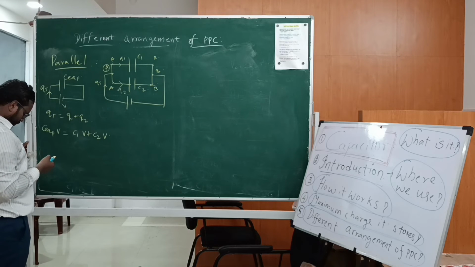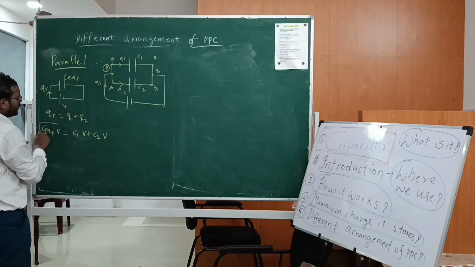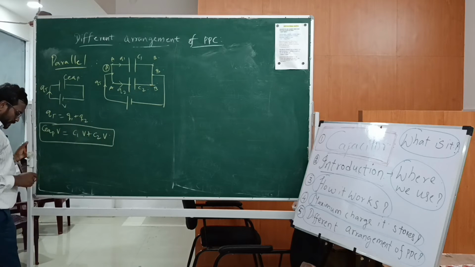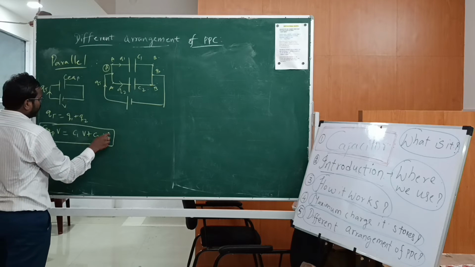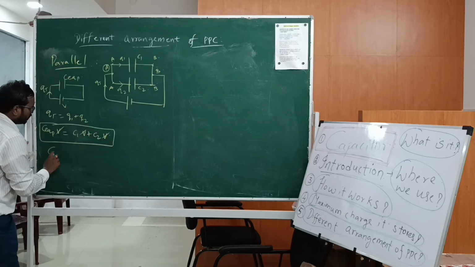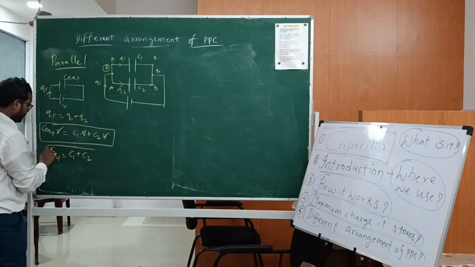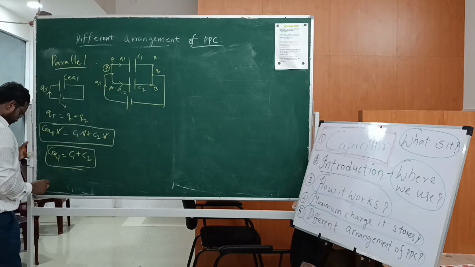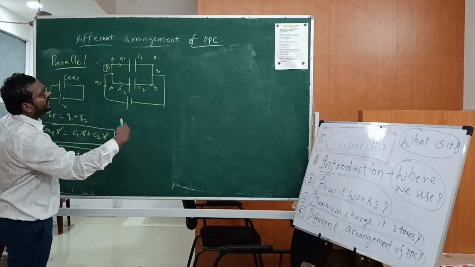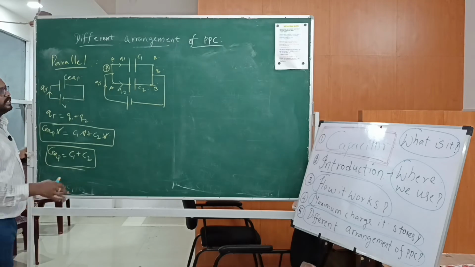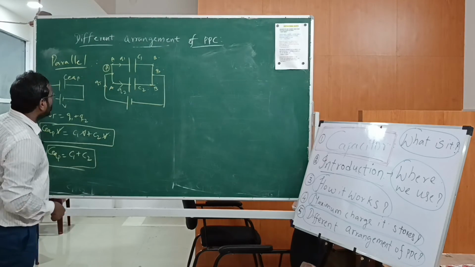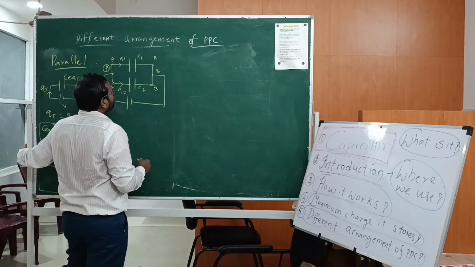So C equivalent into V is equal to C1 into V plus C2 into V. Voltage remains the same, so C equivalent in parallel is going to be C1 plus C2. If there are 3, then C1 plus C2 plus C3. If there are 4, C1 plus C2 plus C3 plus C4. So try to know what is different in this.